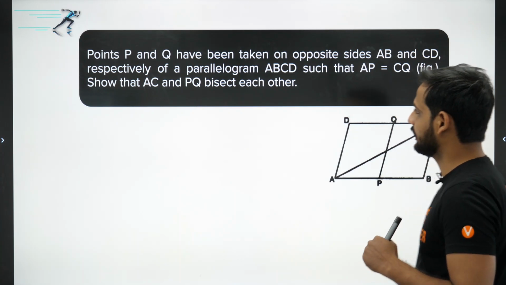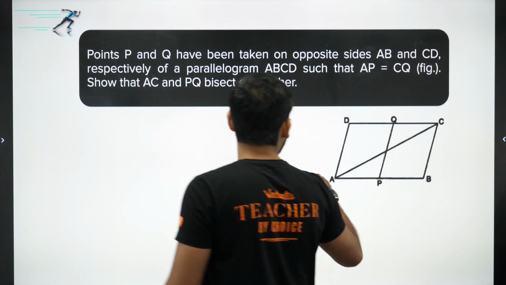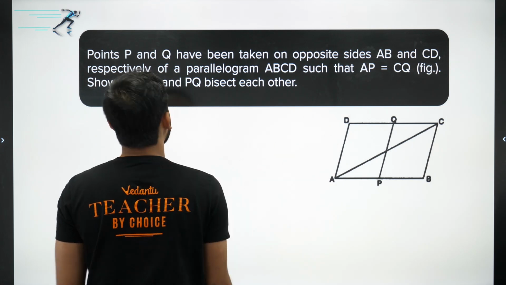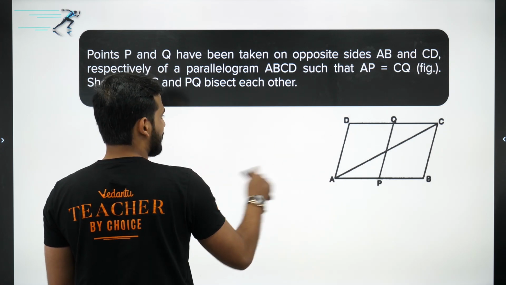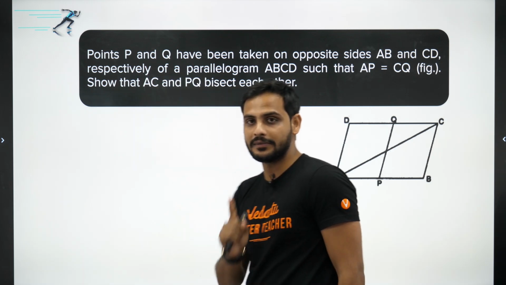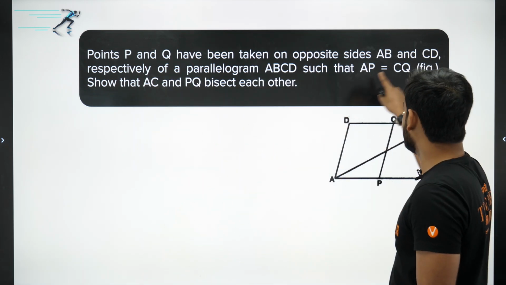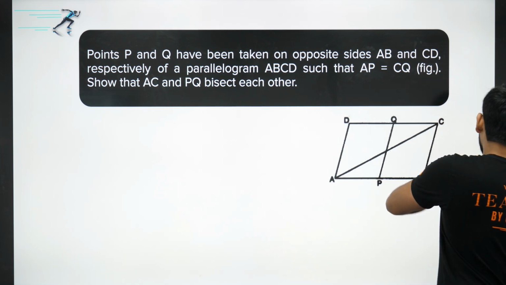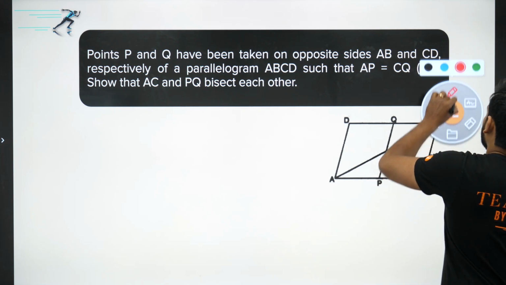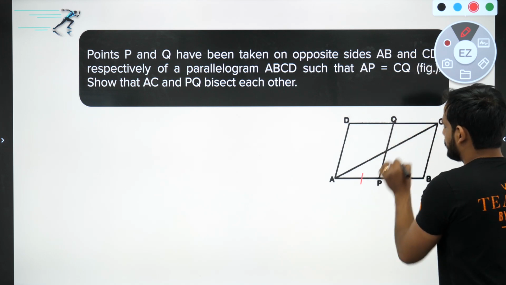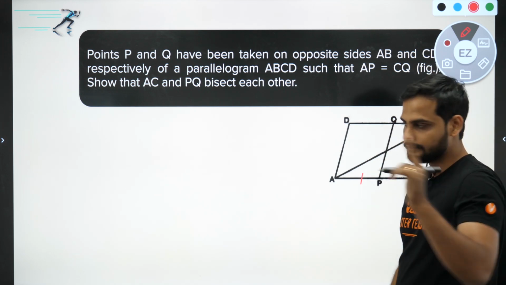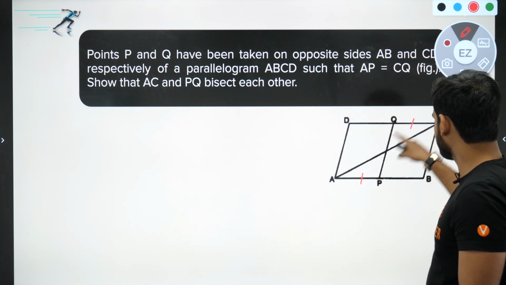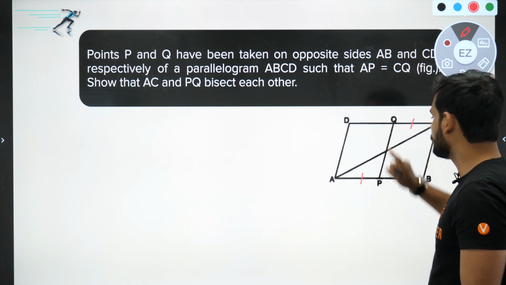So the first question we have is: points P and Q have been taken on opposite sides of AB and CD, which is shown here, respectively, of a parallelogram ABCD. So ABCD is a parallelogram, that is the main thing we have got, such that AP is equal to CQ. They have told one important thing here which was not known to us earlier, that AP is equal to CQ. Show that AC and PQ bisect each other.